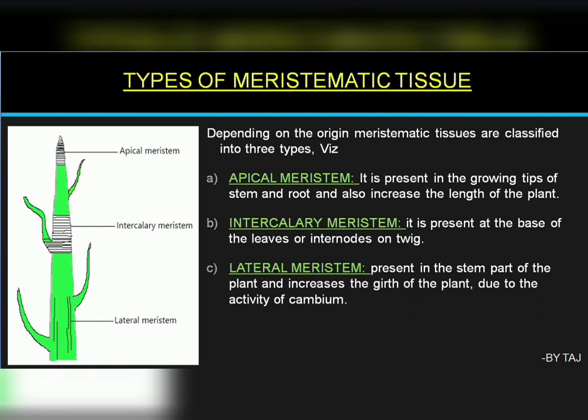Coming to another important type, the lateral meristem. These lateral meristems are present in the stem part of the plant and increase the girth of the plant. Girth is nothing but the thickness of the plant, which is increased with the help of the lateral meristem.